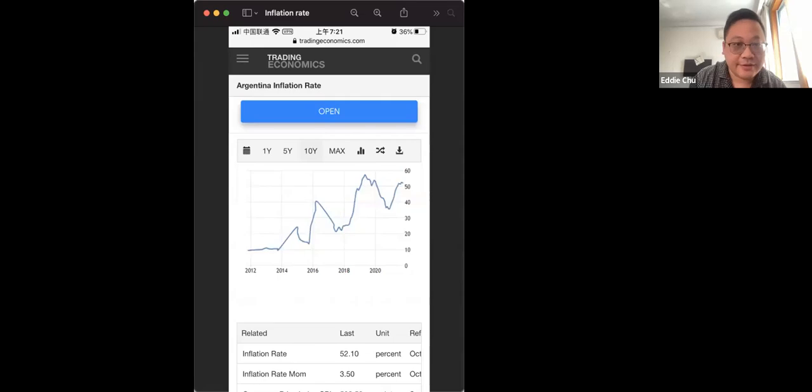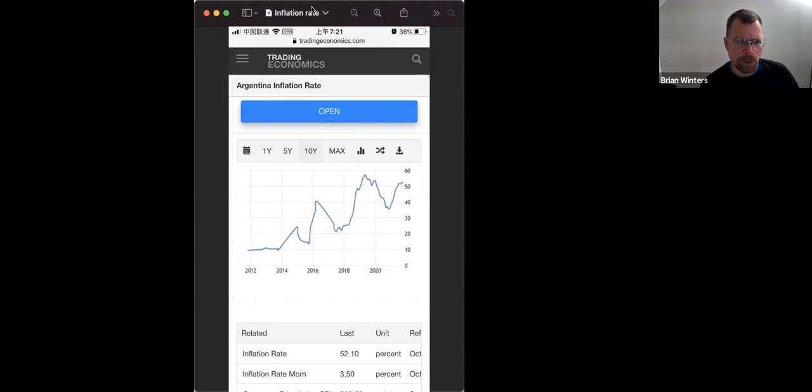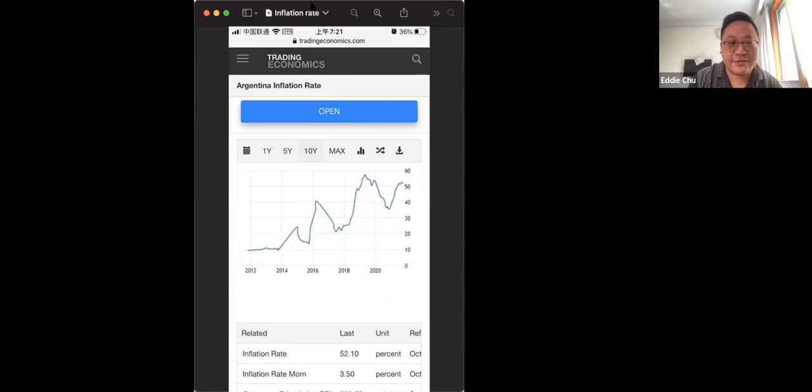Argentina is a little bit famous for inflation. So this is 2012 to 2020. 2012 was relatively mild by their standards, 10%, up to 2014, and then from 2014 to 2020 there's some up and down volatility, but it just keeps going up and up and up. And Eddie, just for clarity, that's the annual inflation rate? Yeah, that's the annual inflation rate. It's going up to 50% per year now.